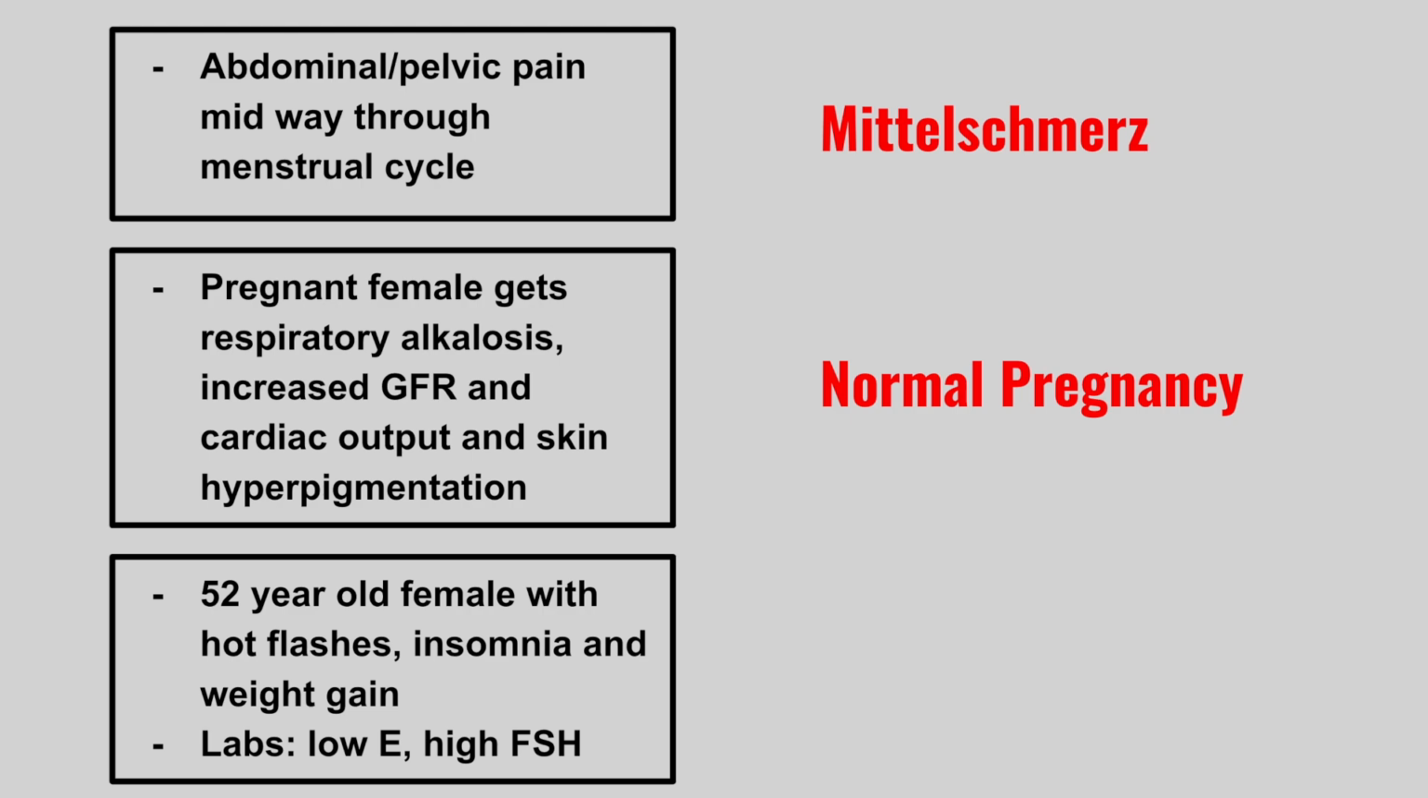Now, some questions are going to try to confuse you and give you all of these changes that happen, but remember, this is natural, normal physiologic response to pregnancy to keep up with the demands of the pregnancy itself. Next, we have a 52-year-old female with hot flashes, insomnia, and weight gain. Labs are going to reveal low estrogen and a high FSH level. So this is menopause.